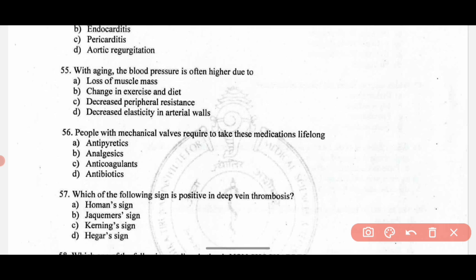So here the right answer is option D, that is loss of elasticity in the arterial walls. Severe spasm will take place, whereas the relaxation is not taking place. That's why with aging the blood pressure is often rising.